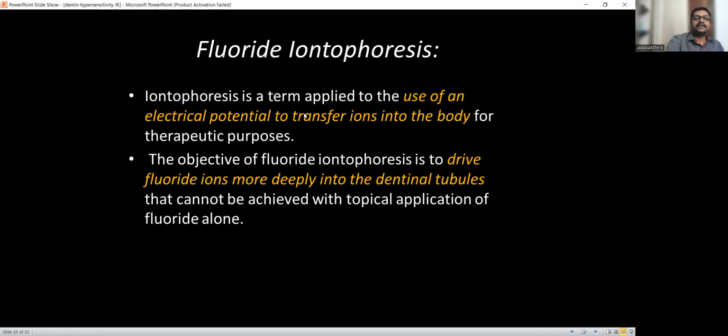Iontophoresis is a term applied to the use of an electrical potential to transfer ions into the body for therapeutic purposes. The objective of fluoride iontophoresis is to drive fluoride ions more deeply into the dental tubules, which cannot be achieved with topical application of fluoride alone. So wherever topical application of fluoride alone does not give sufficient results, fluoride iontophoresis is tried, driving fluoride ions more deeply into the dental tubules and occluding them.